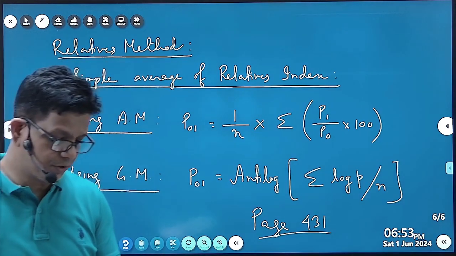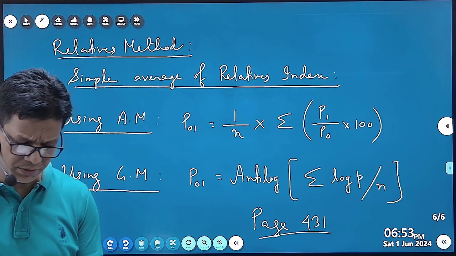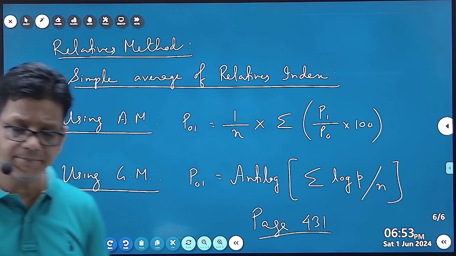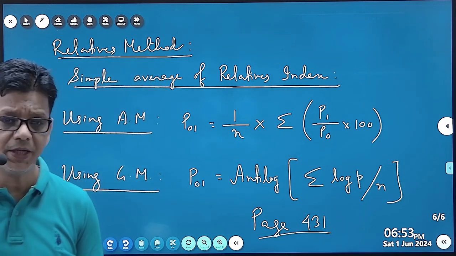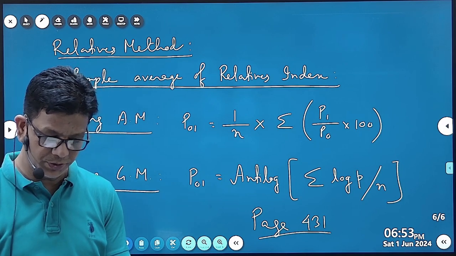Now using geometric mean, you need to find the log of the items. Now, have any idea log of which one? P. Which P here? Log P. They are saying no log P. Their P1 and P0 both are given. Which P to be used?